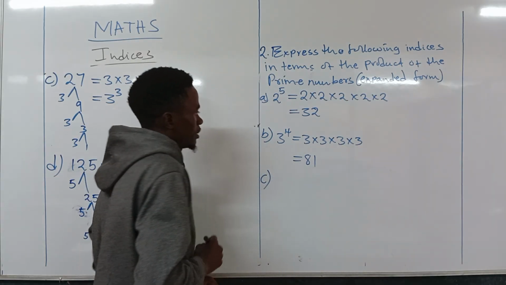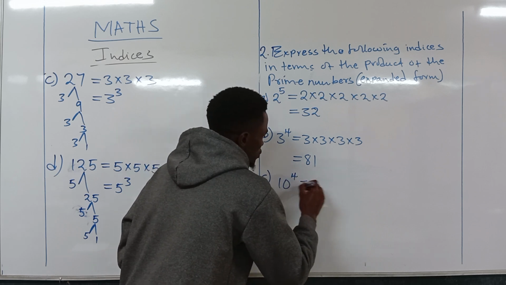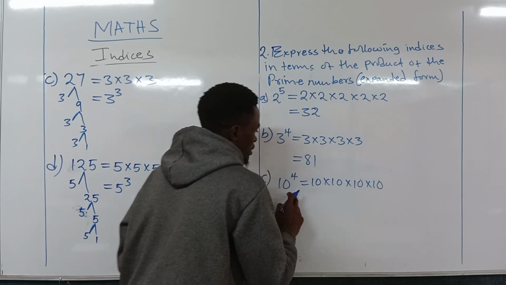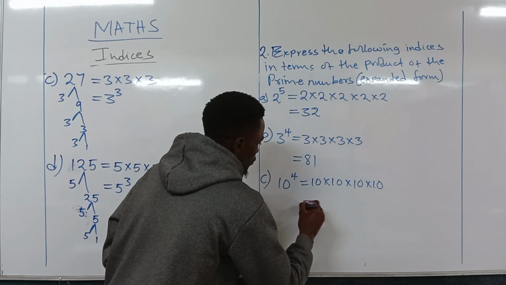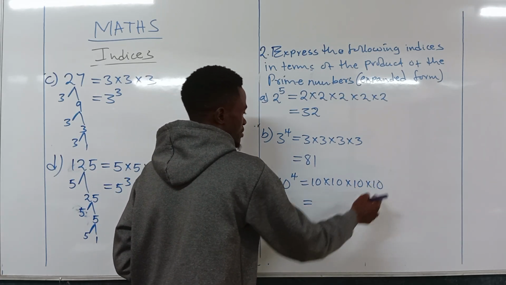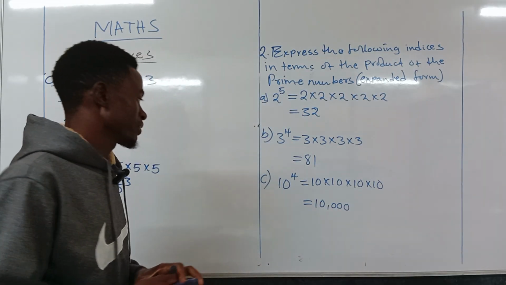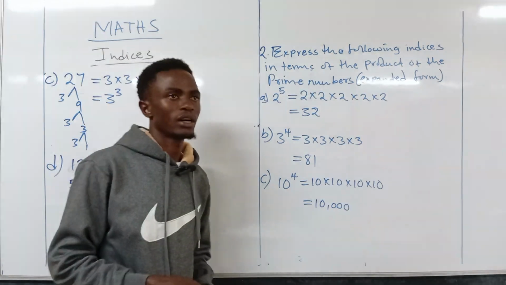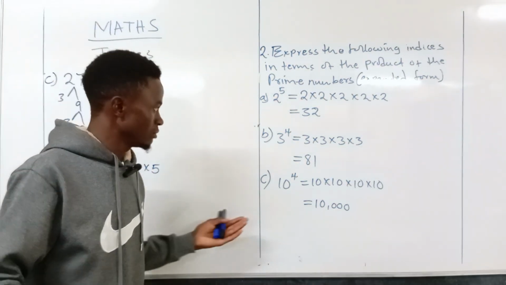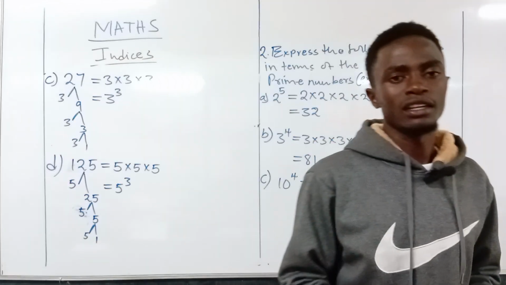We can do another example. We have a number like 10 raised to power 4, which is going to be 10 times 10 times 10 times 10. So 10 has been repeated 4 times. 10 times 10 is 100, 100 times 10 is 1,000, 1,000 times 10 is 10,000. So be able to write those numbers in expanded form, that is when you include multiplication signs between those numbers. So simply, that is how you are able to express different numbers in index form.